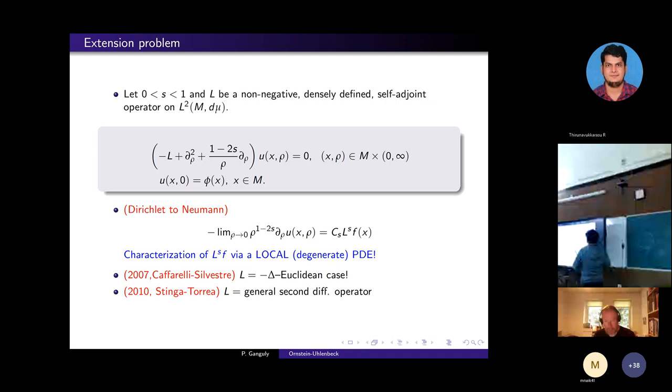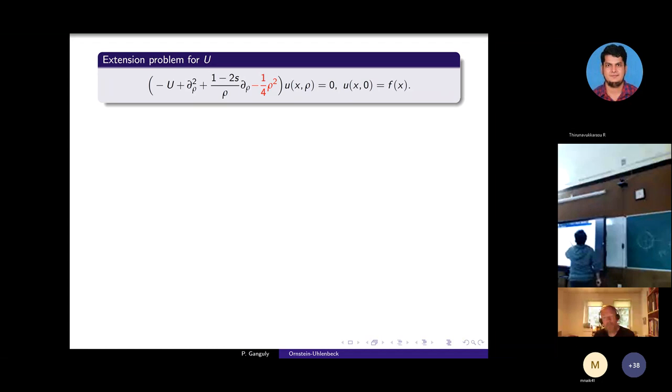But we will be considering a different fractional power. For that, we have to modify this extension problem suitably. So we will consider this extension problem. Up to this much is as in Caffarelli-Silvestre. Now we have to add this new term, minus 1 by 4 rho squared. So this is our extension problem for U. I will just show that this is the correct extension problem and this will give us the fractional power we are interested in.